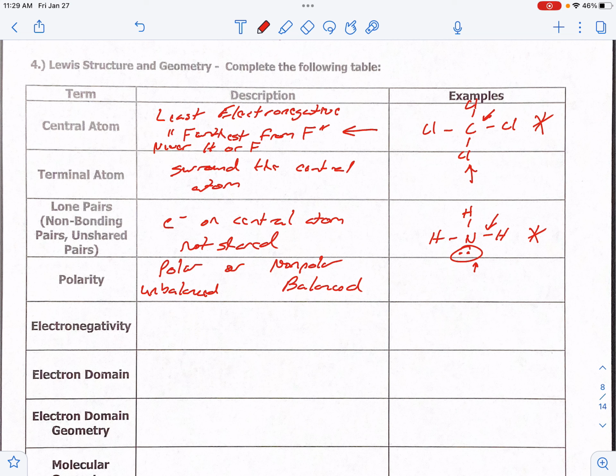Electronegativity, we just talked about that. I'm going to skip over that. Electronegativity is just the ability to steal. So you want the one in the middle to be the least electronegative.